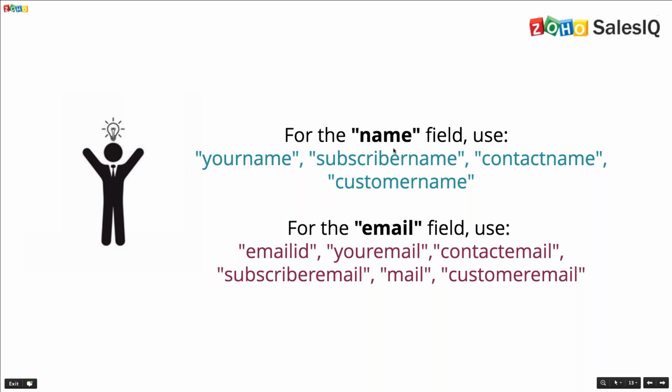So the name field should use any one of these attributes, that is your name, subscriber name, contact name, customer name, and so on. The email field should use any of these: email ID, your email, contact email, subscriber email, or just mail, or customer email as well. So there are different things that you can do. Any one of these can be used. There is no compulsion to use any one thing.